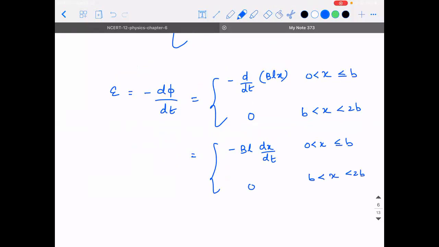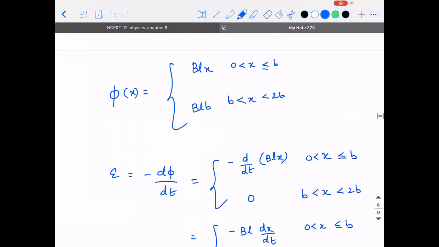But what is dx by dt, guys? Hey, 1 minute, 1 minute. They asked us to speak about the return journey also, right? So it will be B into L into b when X is greater than b and less than 2b. Are you guys able to understand or not?